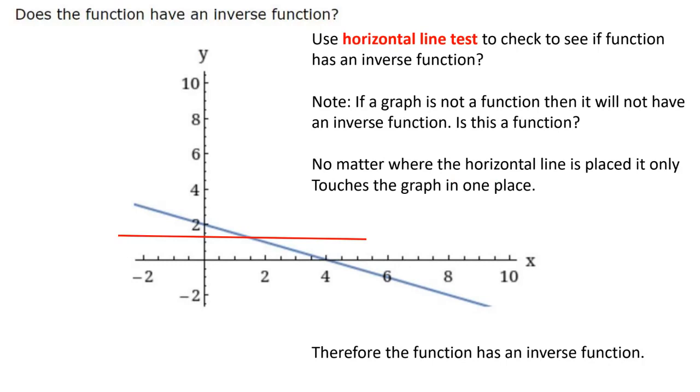Okay, so our next example is determining if something has an inverse. Remember, to determine if something is a function, we use a vertical line test. To determine if it has an inverse, we use a horizontal line test. So in this example, you can see that if we draw this horizontal line across the graph, it's only going to touch in one place. And so we say that it's going to have an inverse.